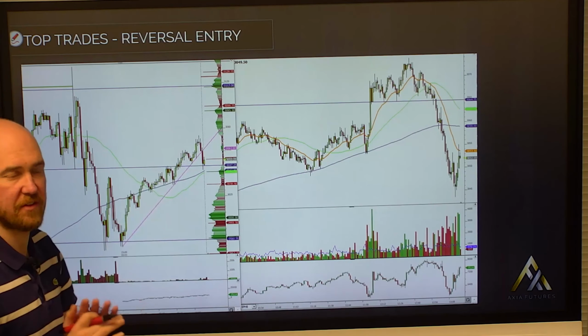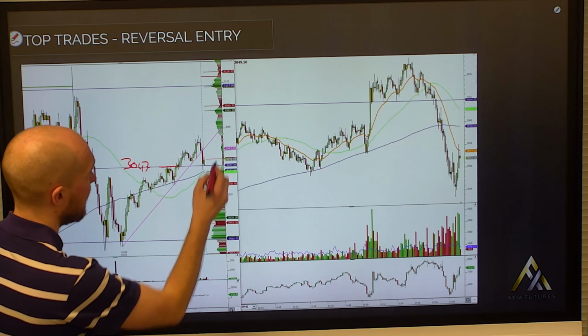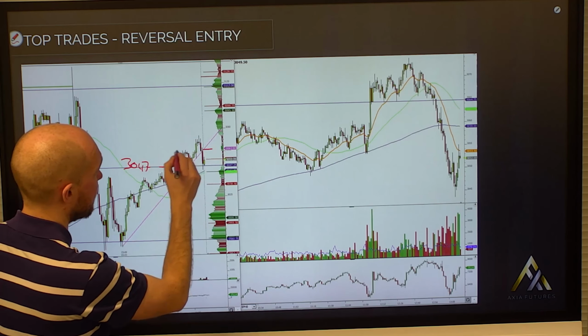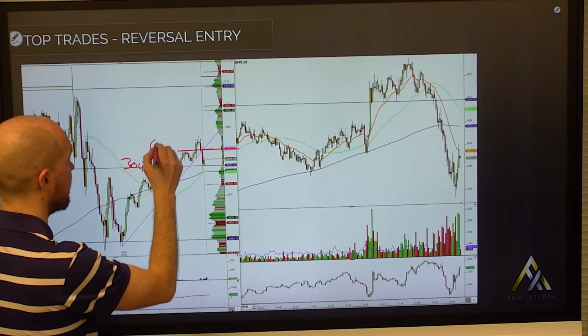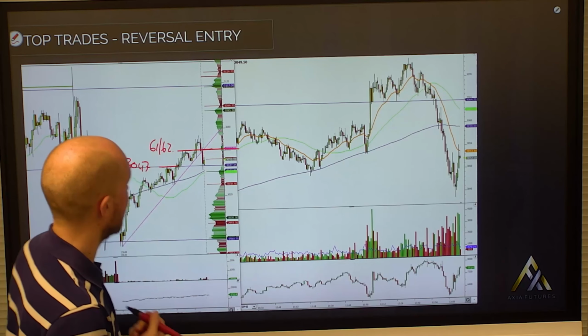First area to be looking for, 30.47. So that's the trade then to look for. This is on a 15-minute chart. How do you get into this trade? On this chart here, the trend breaks at 62, these highs come in at 61, so you've got 61, 62 area that you're going to want to be trying to execute this trade.